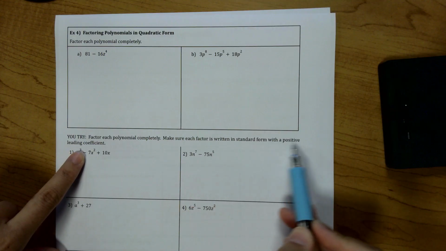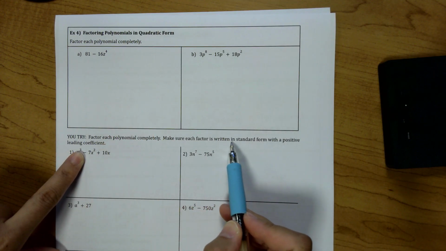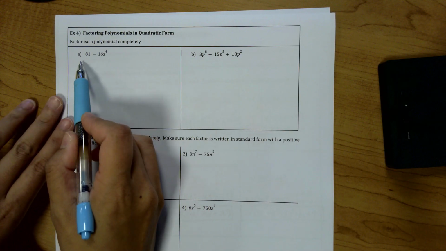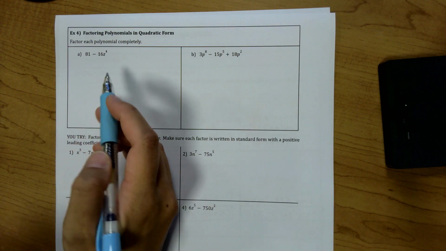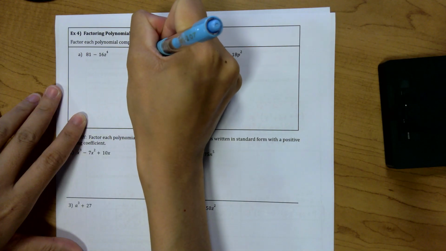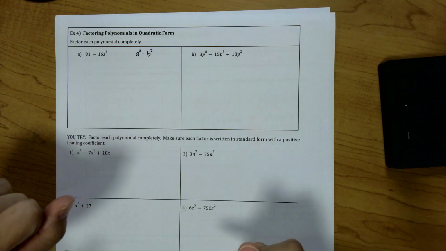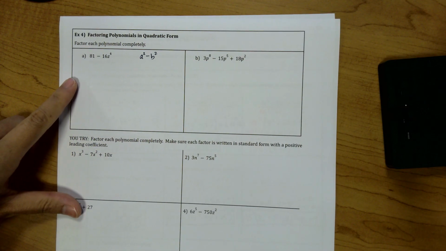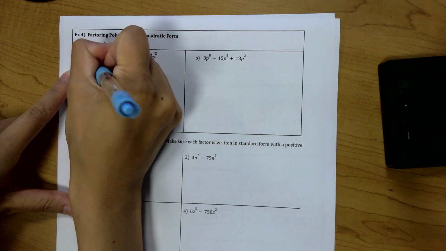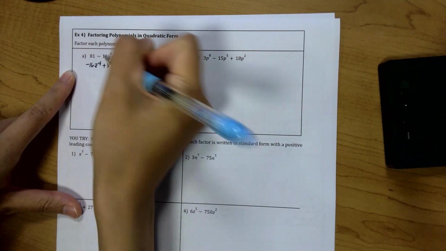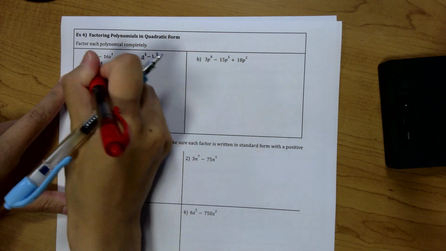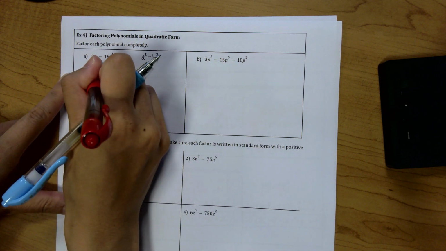I forgot to copy these up here. So make sure each factor is written in standard form with a positive leading coefficient. So first off, I noticed that this is a difference of squares. See how it's an a squared minus b squared problem? But it's not in standard form. So what that means is I actually want to rewrite it, but now it's not a difference of squares, but it really is. So you're going to divide them both by -1.